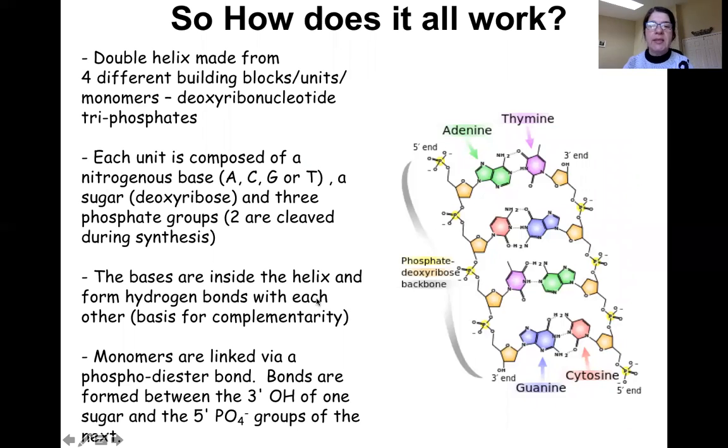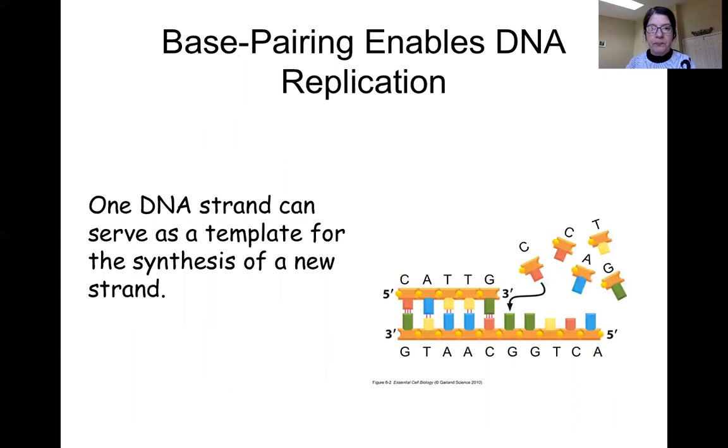They're cleaved during synthesis. The bases are inside the helix and form hydrogen bonds with each other, which is the basis for complementarity, where A always bonds with T and C with G. The monomers themselves are linked via so-called phosphodiester bonds, and the bonds are formed between a hydroxyl group on one of the sugars and a phosphate group on the next.